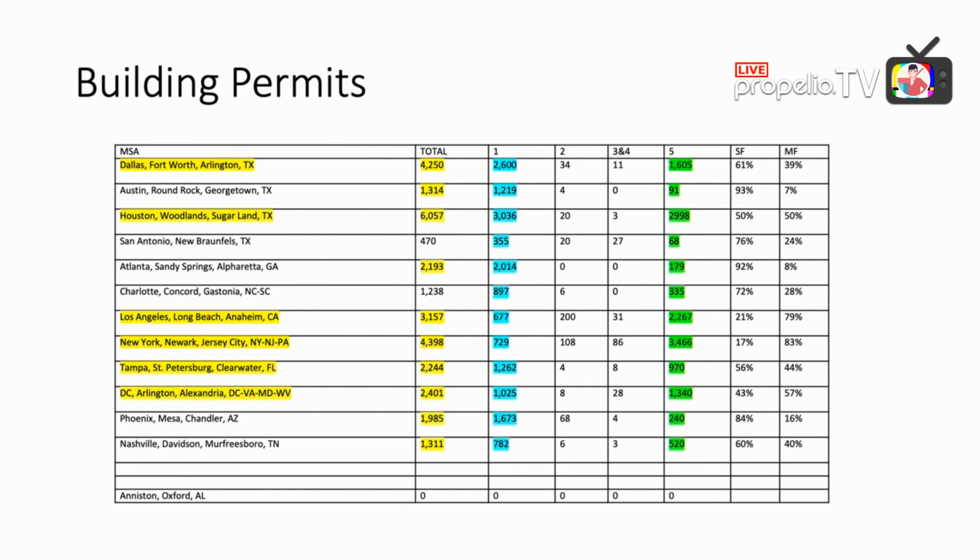Right. And you look at Phoenix, which is right under Washington, D.C., it's 84% single family, 16% multifamily. So again, if you're in that market, that tells you something. It hasn't become a Dallas or a Houston yet, where renting is more affordable than buying.